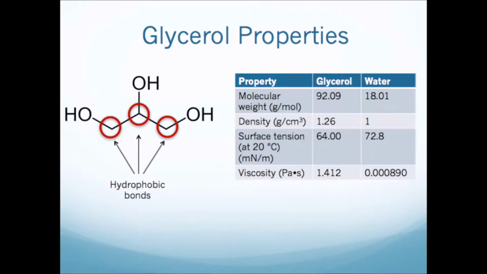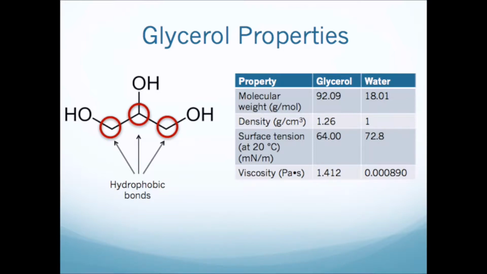Glycerol is a byproduct of soap manufacture, and it's primarily used as an emollient. The table here compares the different known chemical properties of glycerol and water. We see that glycerol has a higher molecular weight, density, and viscosity than water, but water has a higher surface tension. Glycerol's viscosity is higher because it contains some hydrophobic bonds, increasing its viscosity.